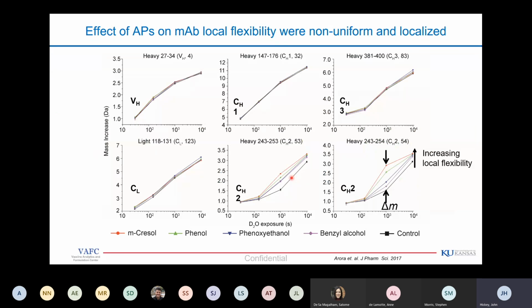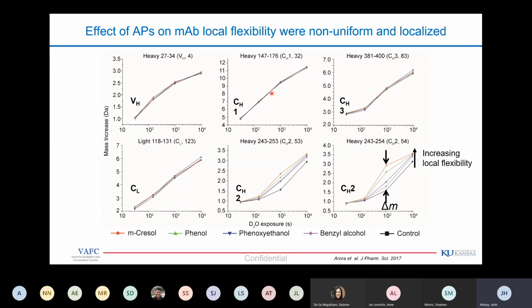And actually, I'm going to go to this slide. In this slide, it's quite a bit of data, but I'll walk you through it. Essentially, we incubate the mAb with the preservative and D2O as a function of time, and then we look at the mass increase of each peptide following proteolysis.